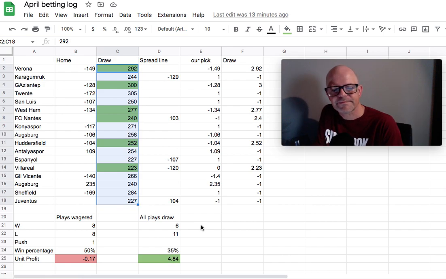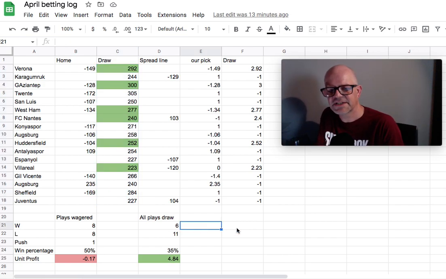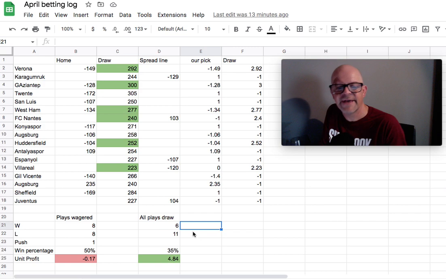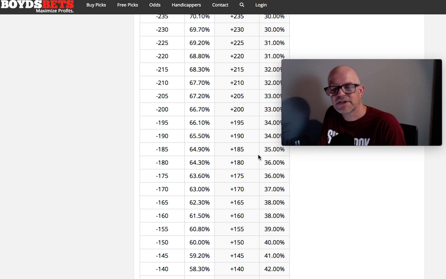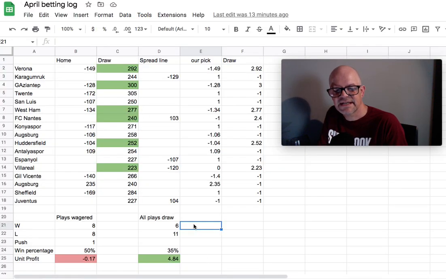All right. And just to show you this about expected value, you've heard a lot of talk about that. So let's say hypothetically that all the lines we played were plus 185. So according to this chart over here, just so you can see this all come together, at plus 185 at 35%, we would basically break even. So let's say that every single one of these draw lines were plus 185.